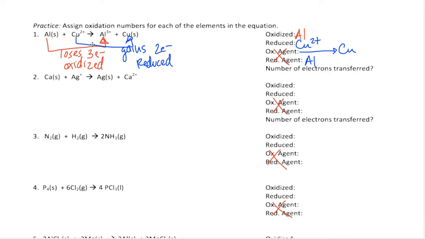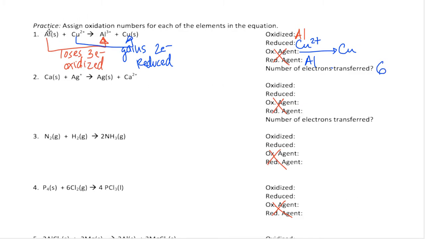Okay, and then total number of electrons transferred, well, you have to balance this out. So this is an unbalanced equation. So if there are 2 electrons and 3 electrons, well, what you do is you write out the half reactions. Okay, so in this equation, there's actually 6 electrons transferred. Let me show you how I know that.